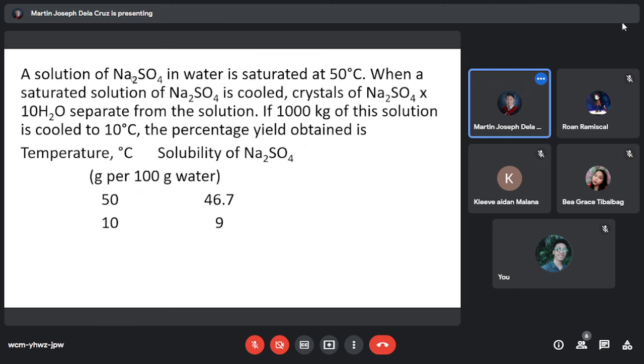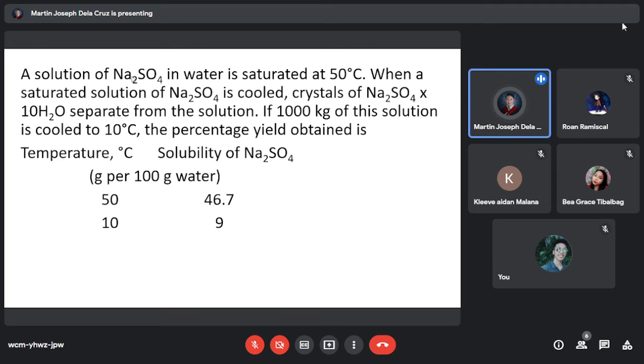How about this one? Another example. A solution of sodium sulfate in water is saturated at 50 degrees Celsius. When a saturated solution of sodium sulfate is cooled, crystals of sodium sulfate decahydrate separate from the solution. If 1,000 kilogram of this solution is cooled to 10 degrees Celsius, the percentage yield obtained is.